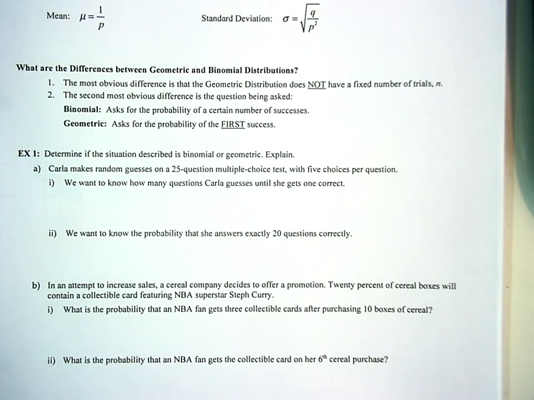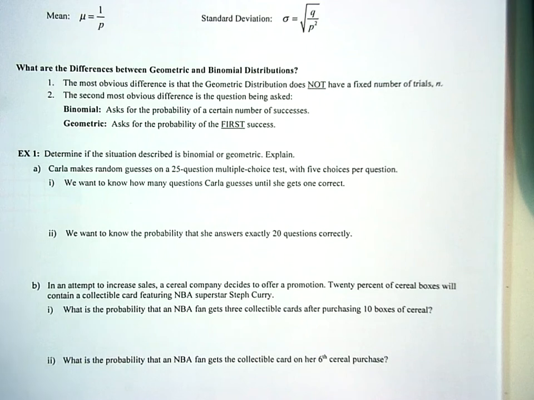The second most obvious difference is just the question that's being posed. So for binomial, we're asking for the probability of a certain number of successes. So I'm looking for 4 heads out of 10 coin flips. That's a binomial question. For geometric, it's asking for the probability of the first success. So for geometric, you have a series of failures until you finally obtain that success on the last trial. So for geometric, again, we do not have a fixed number of trials. And for geometric, we're looking for, when does that first success occur? What is the probability of that outcome?